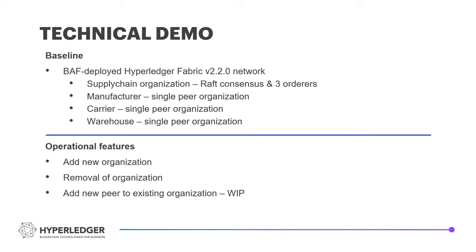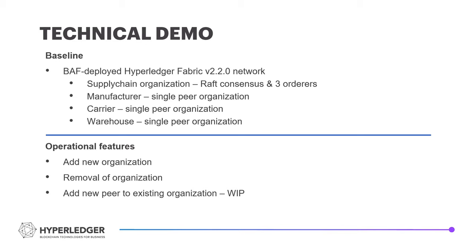In our use case, or network, the supply chain organization hosts the orderers. It does not have any peers and just hosts the orderers. The other participating organizations are a manufacturer with a single peer and a carrier organization also with a single peer, all communicating on a single channel. With this, I'll move to the operational features which we are going to demo today.